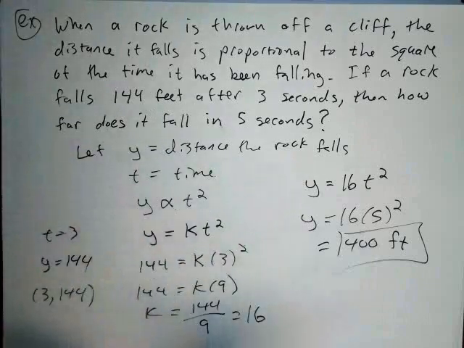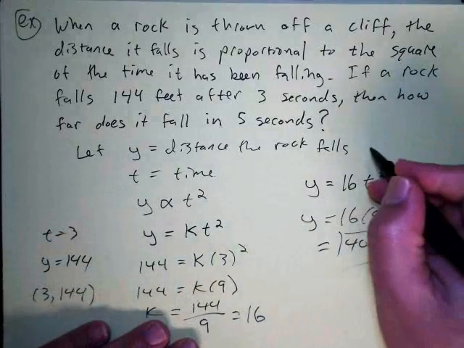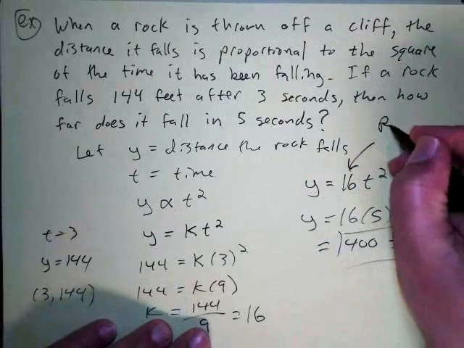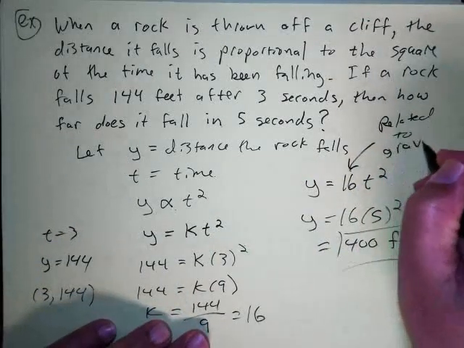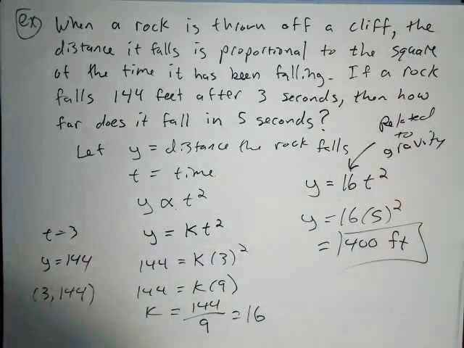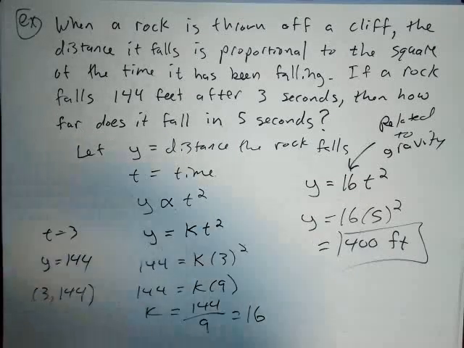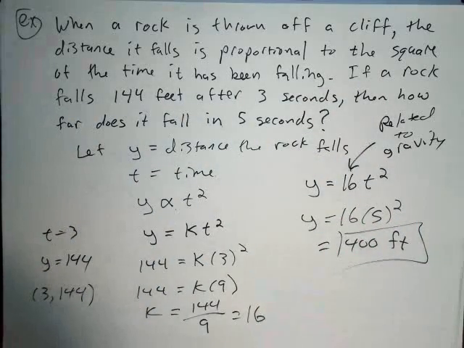It's accelerating. This is actually a real world problem, and this 16, this is actually related to gravity. It's actually half of the acceleration due to gravity. So gravity is 32 feet per second squared. That's the acceleration. And this is half of 32. And that's actually a calculus thing. The reason that that's half of the acceleration due to gravity actually comes from calculus. We'll probably be seeing that later on.